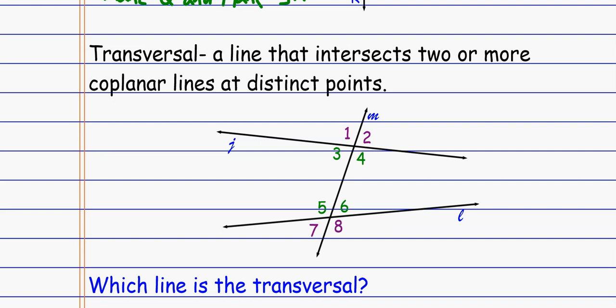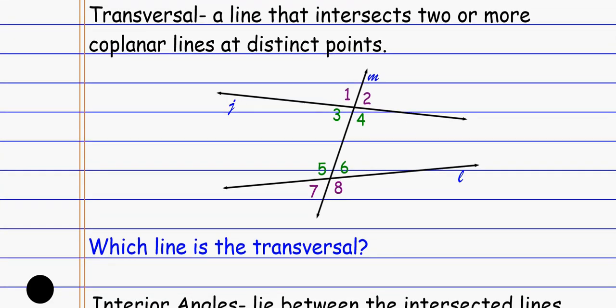And so in this particular example, we can see we've got 3 lines drawn, and we need to know which one of these is the transversal. And so again, look back at that definition. It's the line that intersects the other lines. So if we look at this, the line that's kind of doing the intersecting, that's running into all the other lines, is line M. Okay? So that's our transversal, is line M. Okay?